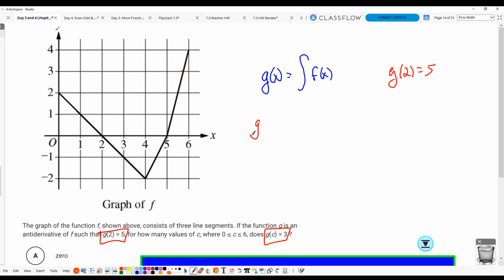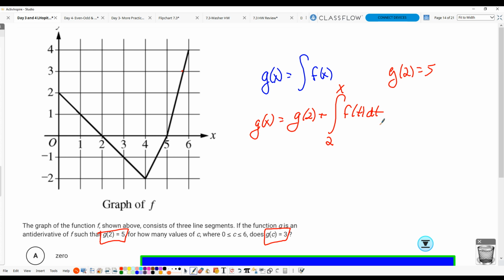Can we see the question? The graph of function f shown above consists of 3 line segments. If the function g is an antiderivative of f, such that g of 2 equals 5, for how many values of c? This is an important point. The integral is how much stuff has accumulated since a certain point in time. They only gave me one piece of information about a point in time: G of 2 was 5. Somebody was there, they took a picture, 5. So the integral of f is how much was accumulated since 2.